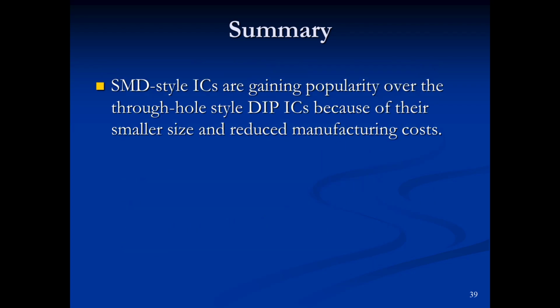And then we touched on SMD, what SMD is, surface mount devices, and how they are, especially now, very, very popular. They are preferred over the through-hole style DIP ICs because of their smaller size and reduced manufacturing costs. You can cram more chips onto a circuit board, so those are the advantages of SMD and why we use them so much now over the through-hole style. But that concludes Chapter 2.